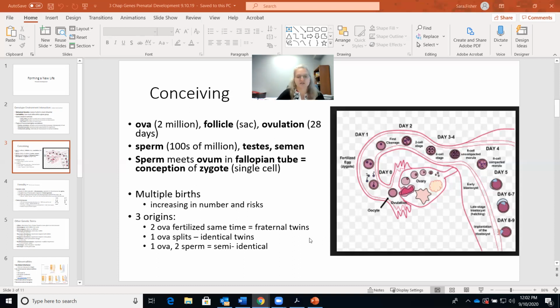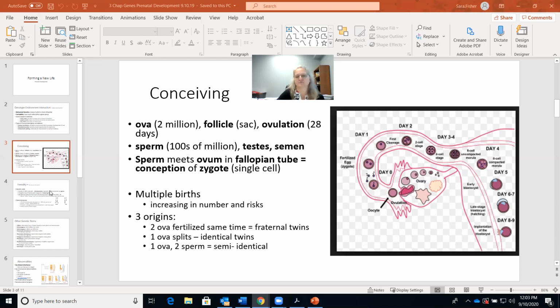Your book does not mention it, but a previous textbook that I used did describe something called a semi-identical twin. A semi-identical twin is one egg and two sperm, which is apparently quite rare. Maybe that's why it's not in your textbook, but that would also create twins who would have different dad genes, but the same information from the mother. They would be considered semi-identical.